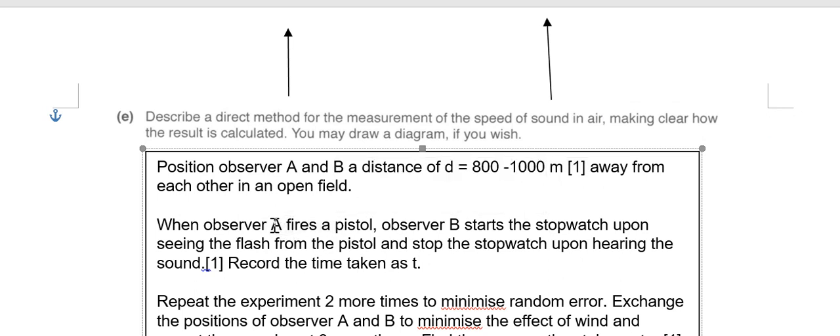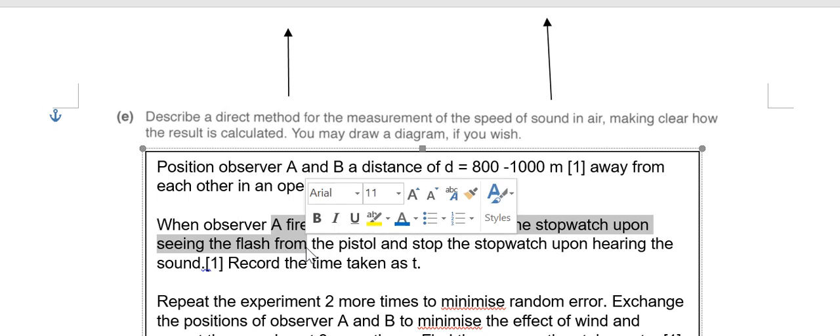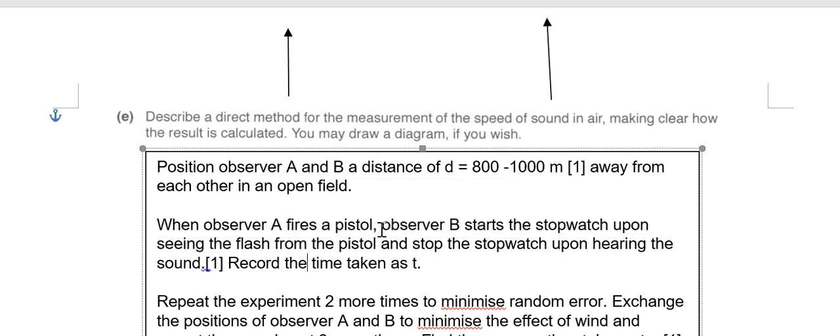The second mark goes towards the procedure. When A fires the pistol, observer B sees the flash and starts the stopwatch. Then he stops the stopwatch when he hears the sound, and they record the time as t. This is taken to be the time taken from A to B, because we assume the speed of light is so fast that it's instantaneous to reach B's eyes.